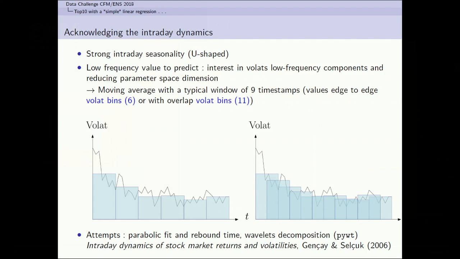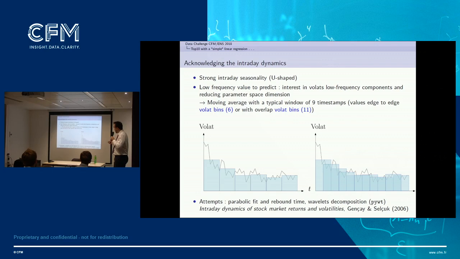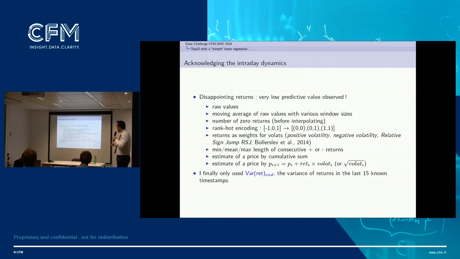As we are predicting a low frequency value on average in the afternoon, I used low frequency indicators. I used the moving average, yielding about 6 values here, or a bit more if I use overlapping between the windows. I tried parabolic fits of the stock volatility because we observed a very strong intraday seasonality, a U shape, or wavelet decomposition. Well, there was a module for doing that, but it didn't turn out really well. I mean, no great improvement.